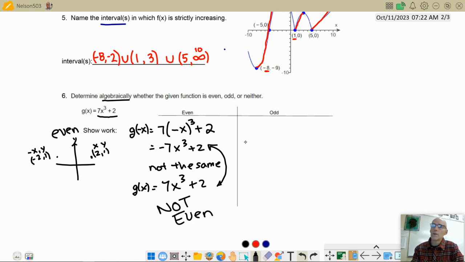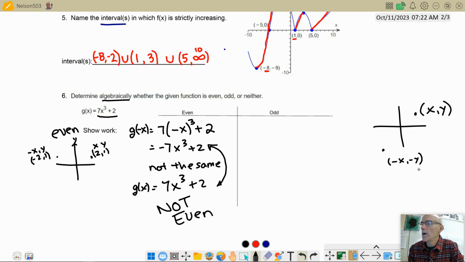So here's the next thing you do. You want to see if it's odd by doing something like this. If you have an x, y up here, there's got to be a corresponding -x, -y right down here. So the way you do that is you say, well, I'm going to take the opposite of g of -x and see if it's the same as our g of x function, okay? So how do we do that? Well, we're going to take the opposite of whatever we get when we replace x with -x here.